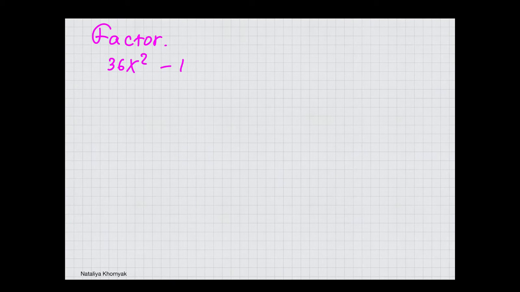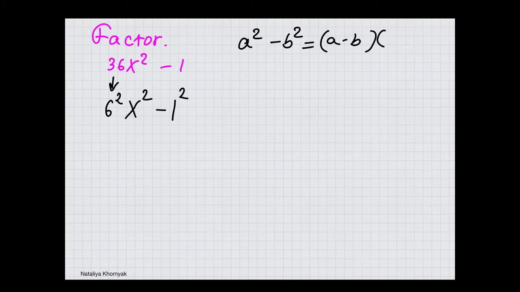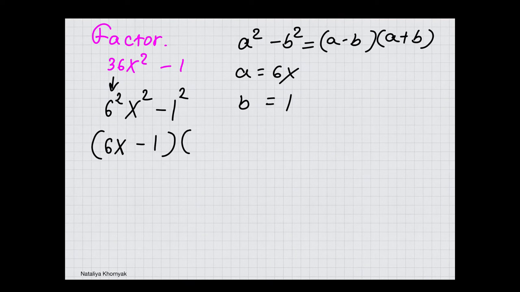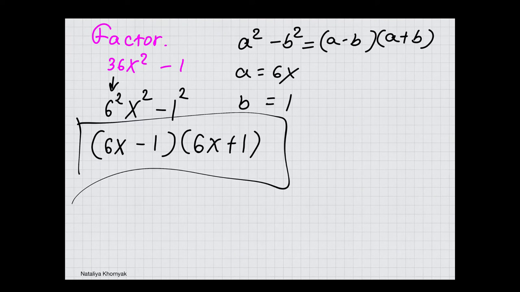So here we can rewrite 36 as 6 times 6, which is 6 to the second. x to the second, negative 1 times 1 gives us 1, so 1 to the second. And the formula is a squared minus b squared. It's very, very important that you know this formula. a minus b times a plus b. In this case, a is 6x, b is 1. So we get 6x minus 1 times 6x plus 1. And this is our solution.